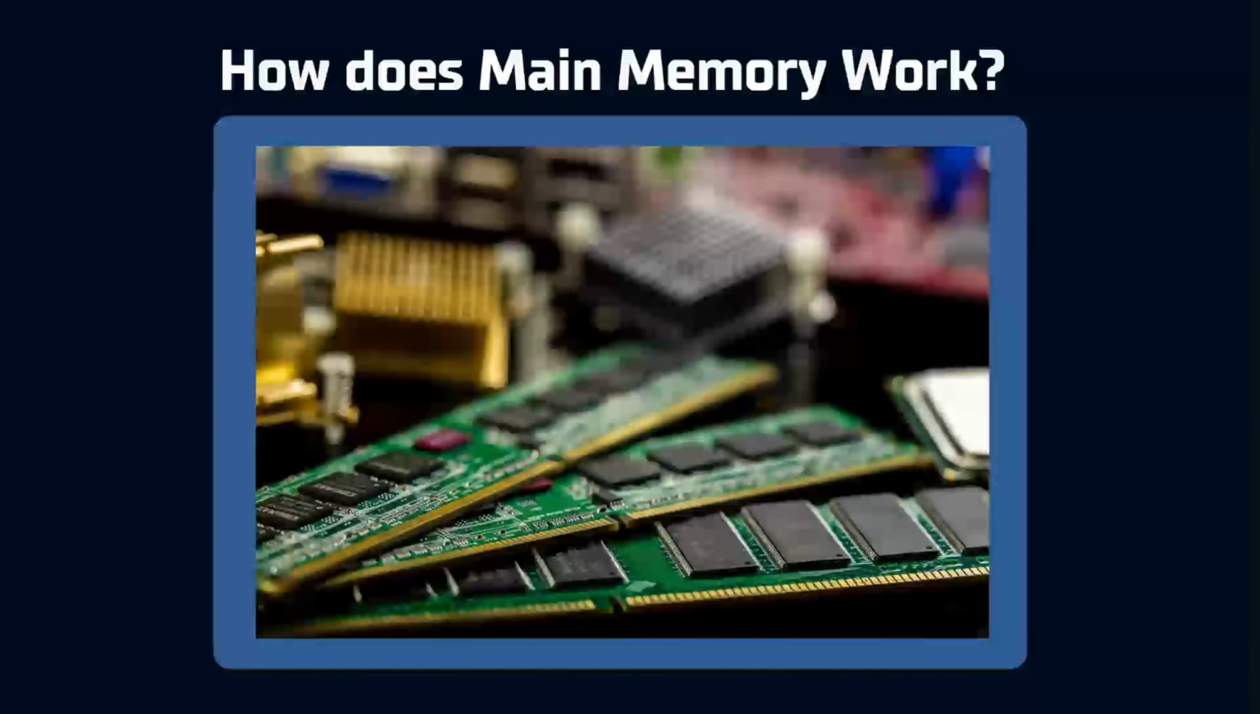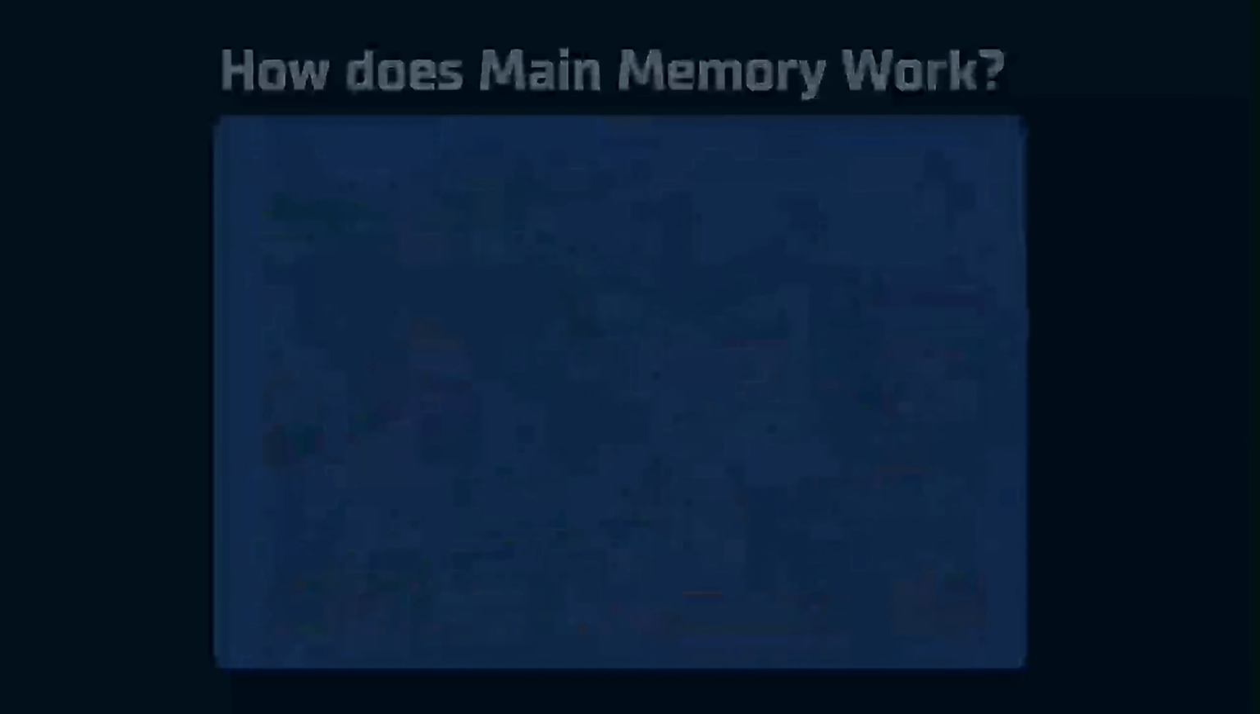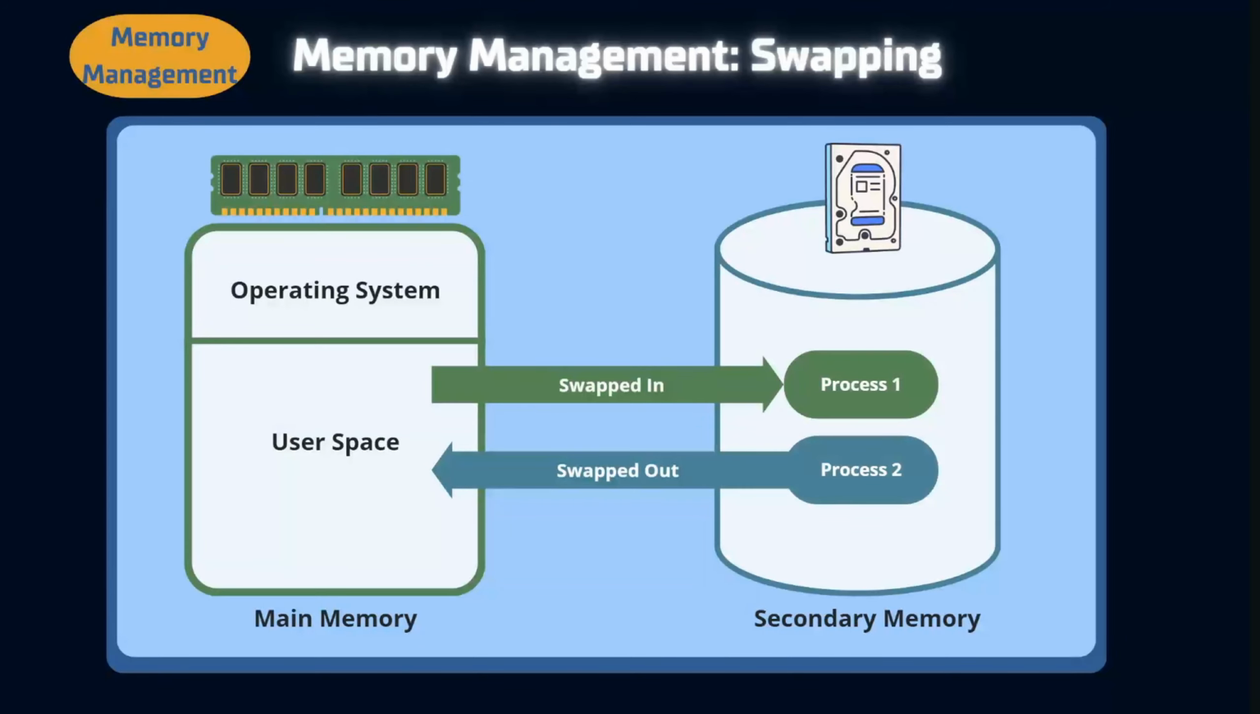How does main memory work? For memory management, our main memory has two main memory management methods. The first one is swapping. As you can see here is the main memory and here is the secondary memory. In the main memory, we have the operating system and we have user space.